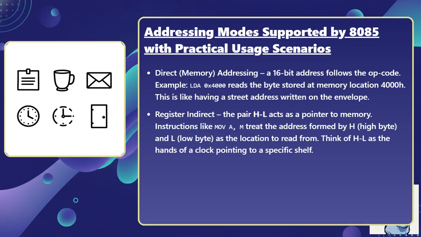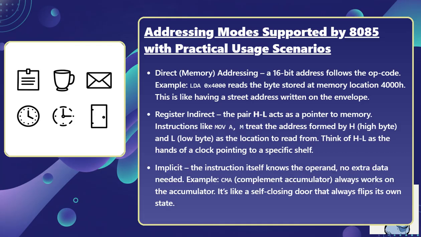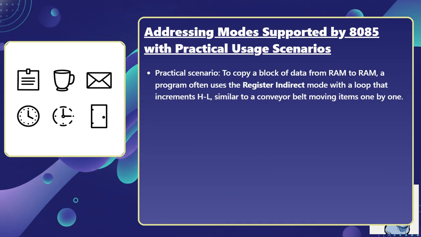Register indirect: the pair H-L acts as a pointer to memory. Instructions like MOV A,M treat the address formed by H, high byte, and L, low byte, as the location to read from. Think of H-L as the hands of a clock pointing to a specific shelf. Implicit: the instruction itself knows the operand, no extra data needed. Example: CMA complement accumulator always works on the accumulator. It's like a self-closing door that always flips its own state. Practical scenario: to copy a block of data from RAM to RAM, a program often uses the register indirect mode with a loop that increments H-L, similar to a conveyor belt moving items one by one.